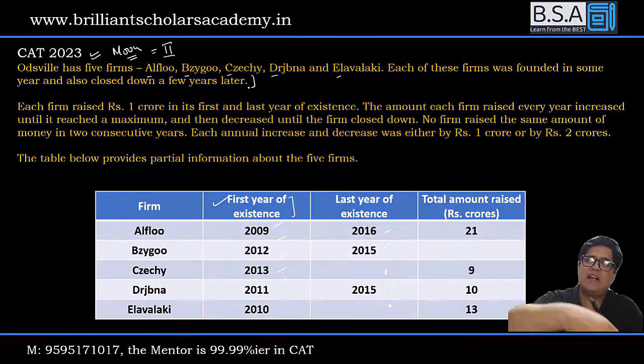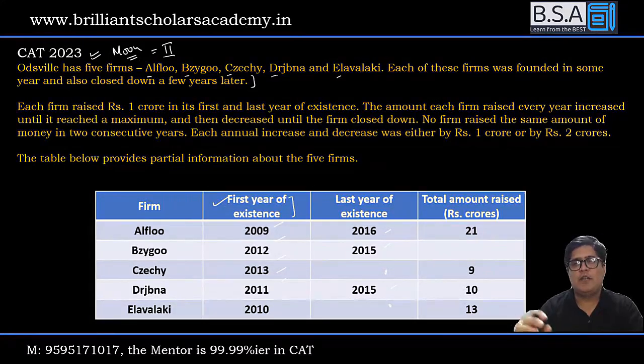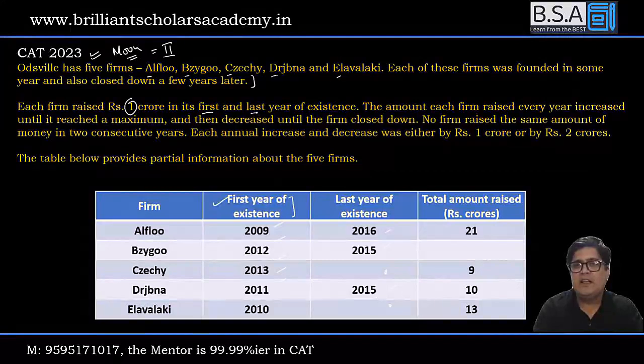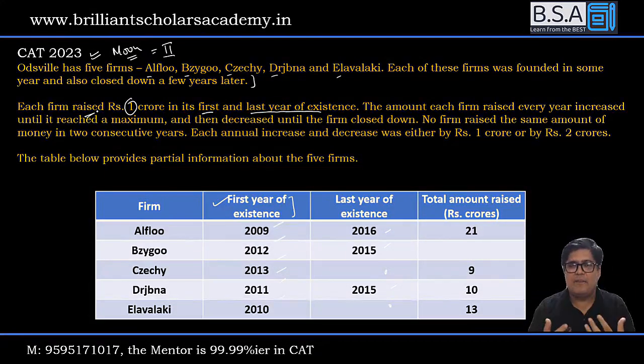5 companies, they started at a time, they closed at a time. Each firm raised 1 crore rupees in its first year and last year of existence. They are raising money, probably taking from the market or investors. So in the first and the last year, they raise 1 crore. The amount each firm raised every year increased until it reached a maximum and then decreased until the firm closed down. What is this saying?